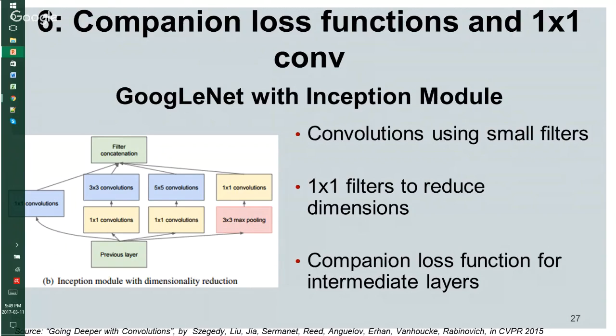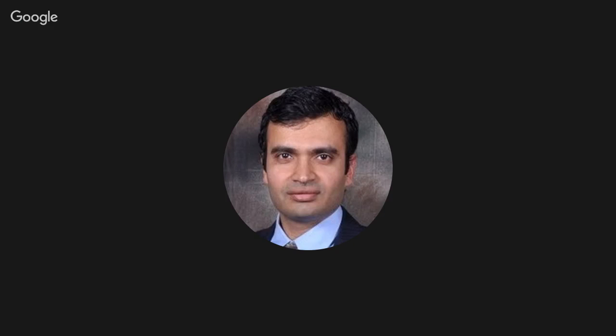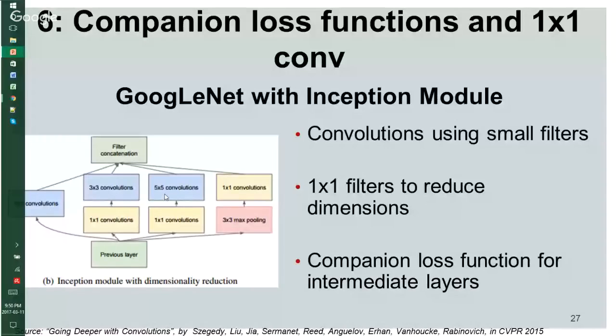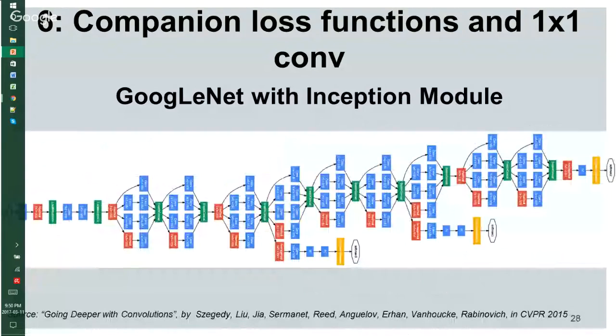If you look at the 3 by 3 and the 5 by 5, there were 1 by 1 convolutions that did dimensionality reduction for them. So the previous layer goes to a 1 by 1 and then to a 3 by 3 and a 5 by 5, and all these filters are concatenated for the next layer. The other thing they introduced was something called a companion loss function. You have to tilt your head a little bit for this slide. If you tilt your head to the left, the output is on the right; it's going from left to right, not bottom to top, because I could not fit it on one slide if I had kept it vertical.